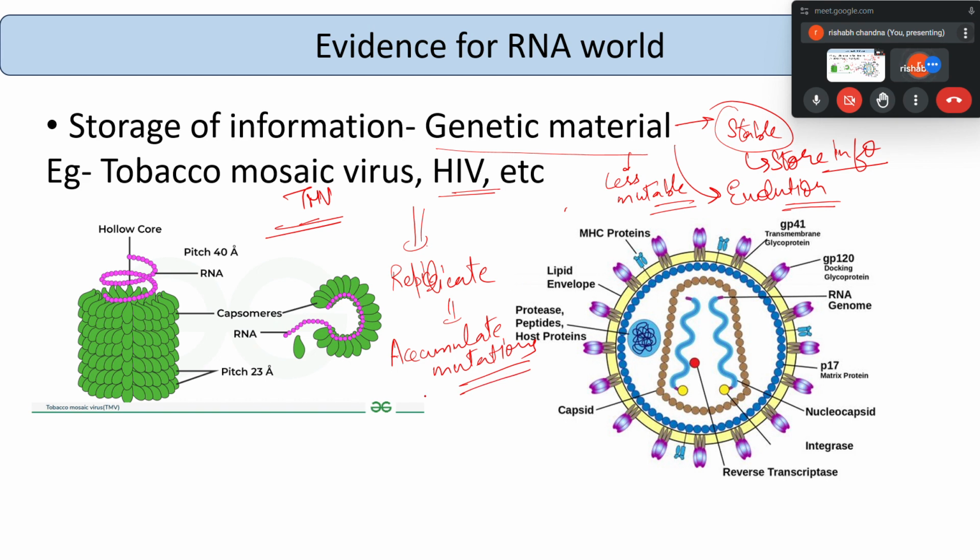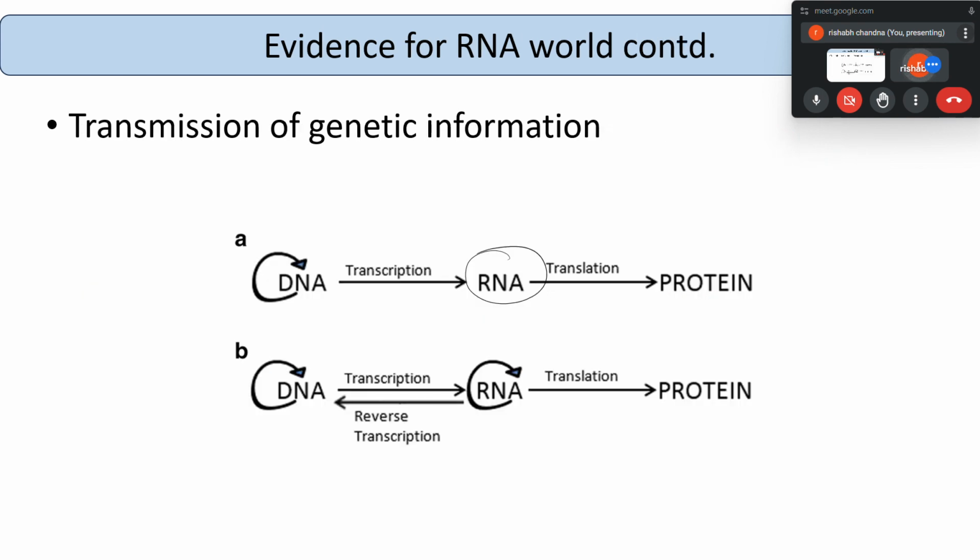Okay, so why do they accumulate mutations? As you have seen in coronavirus also, with every replication cycle it accumulates some mutations, which leads to difficulty in forming vaccines and all those things. Okay, now moving on to the next thing, the transmission of genetic material.